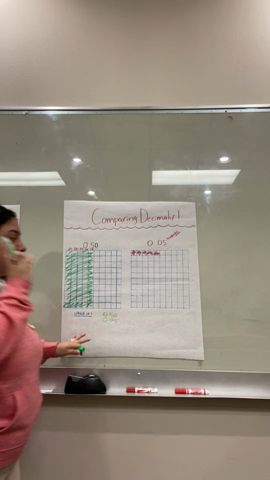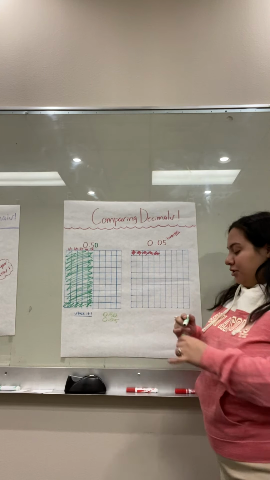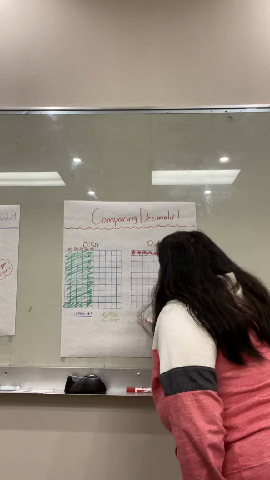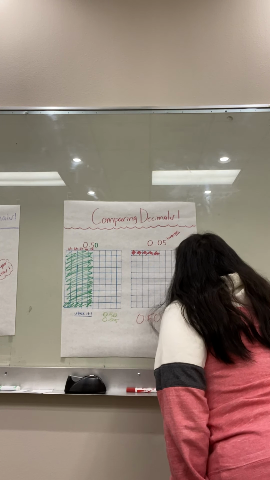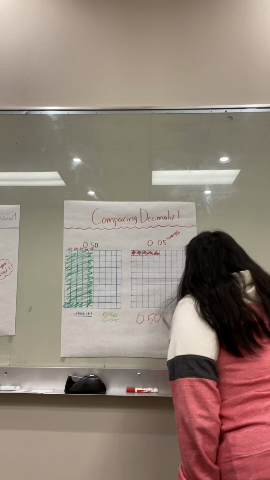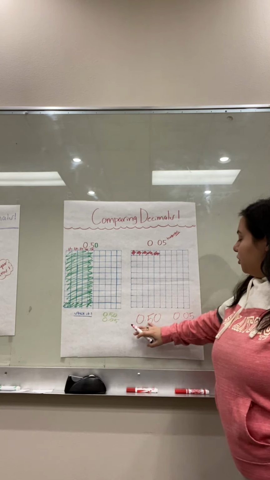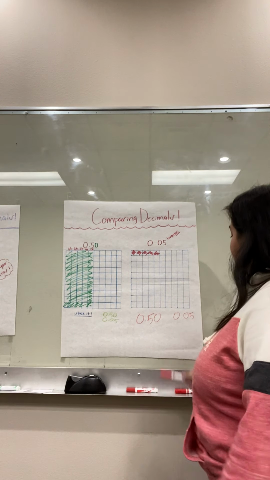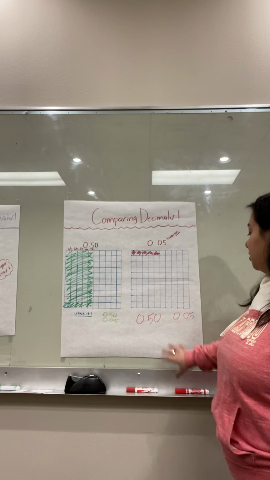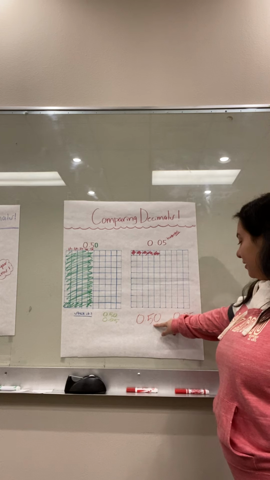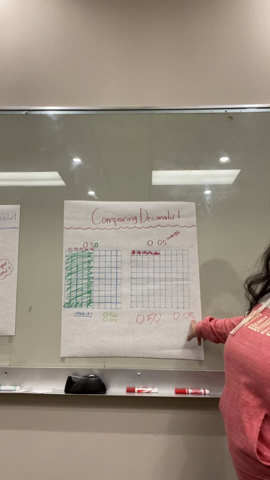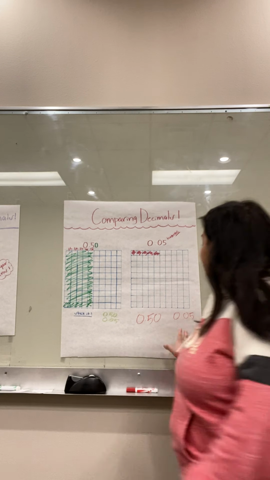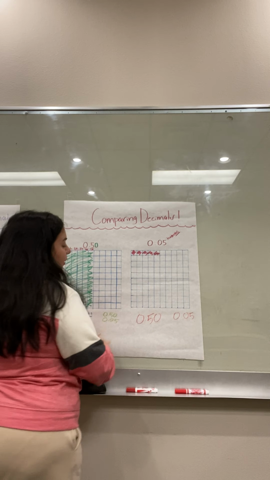Now what I want us to do is I want us to see which one is greater, okay? So if I have 0.50 and 0.05, which one? I want us to write our greater than, less than, or equal to sign, okay? So which one do you think is bigger? Which one do you think has more value? Because remember, we have our tenths place value and our hundredths place value. And our tenths place value is more than our hundredths place value, only on the right side of our decimal.